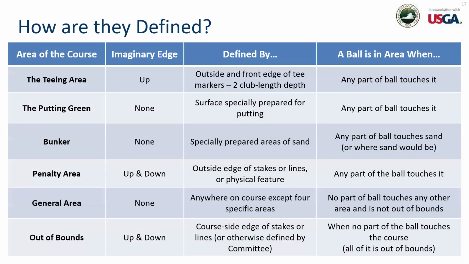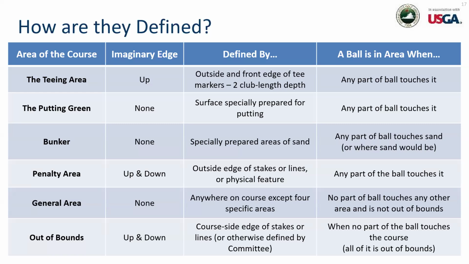All right, this table has a lot going on in it, so hopefully as we break out each area, it starts to make a little more sense. Knowing which area on the course your ball lies is important for determining the options available for a player. For example, if your ball lies in a penalty area, you won't be allowed to take relief from an abnormal course condition. But to know where your ball lies, you need to know how each area of the course is actually defined.